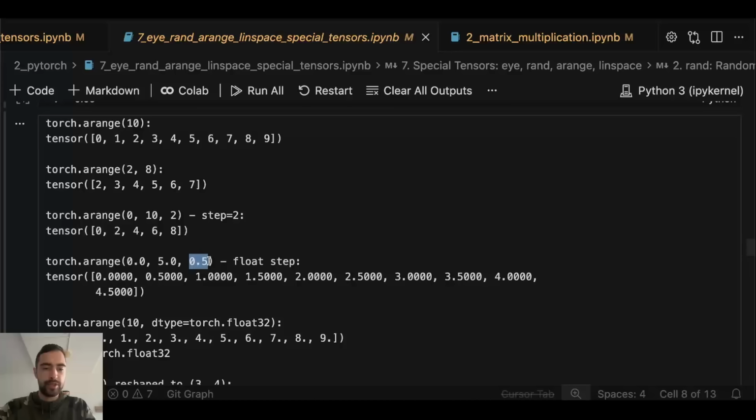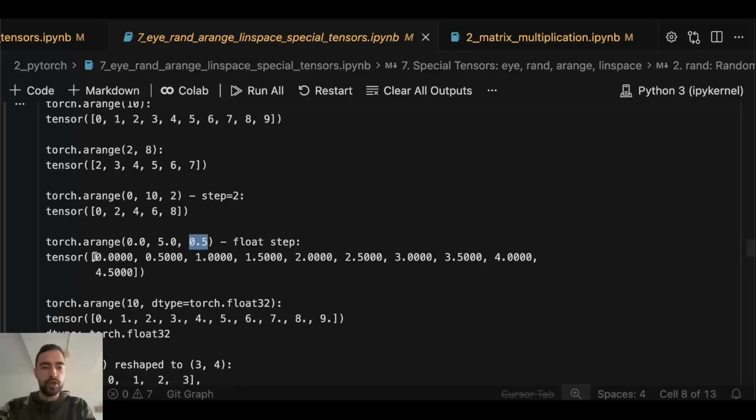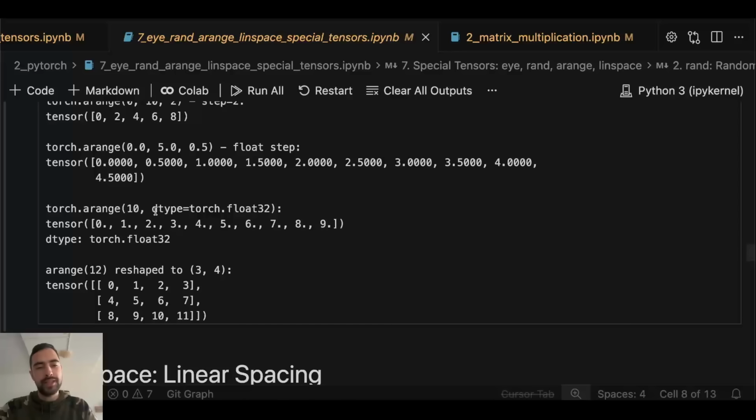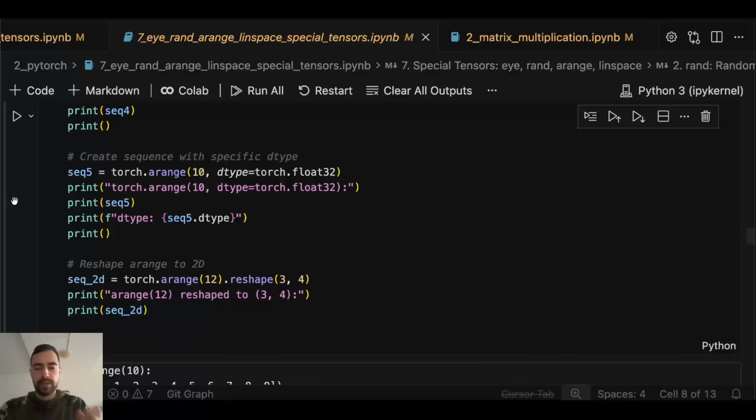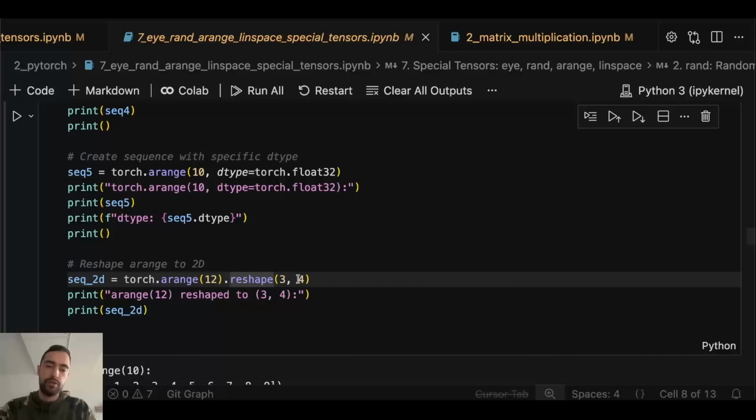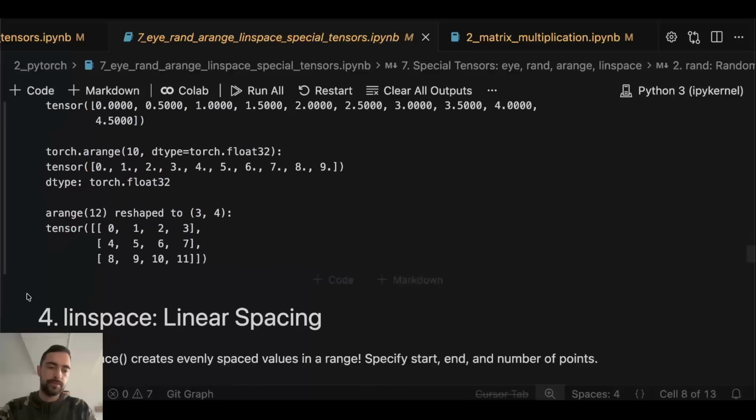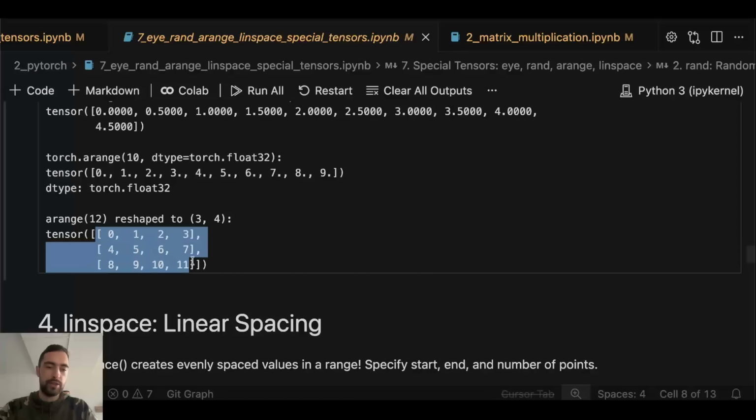You can say step 0.5. So it will go 0, 0.5, 1, 1.5, until 4.5. You can also set the data type to be float32. Then it will give you this, 0., 1., so these are the floats. And this is what you will often do: you will arange and then reshape. So this will give you numbers 0 to 11, so there will be 12 numbers. And then reshape to 3, 4, 3 rows, 4 columns. And this is what it's going to look like. You're going to do this often.